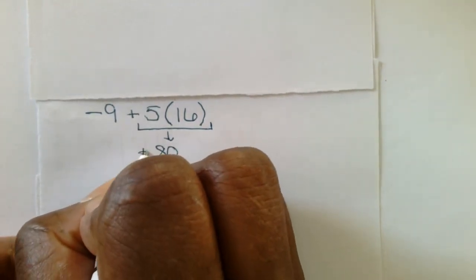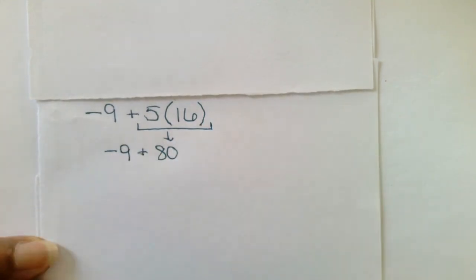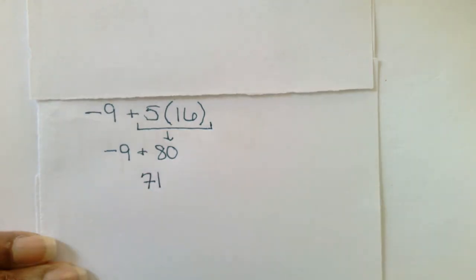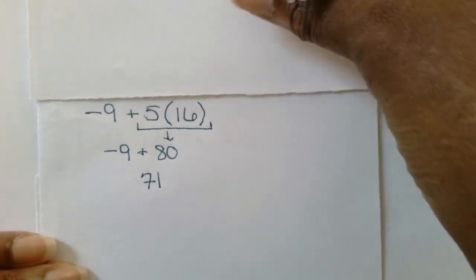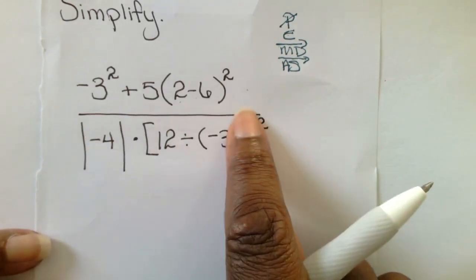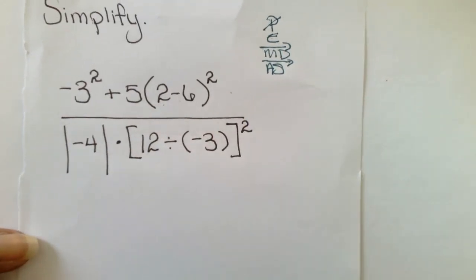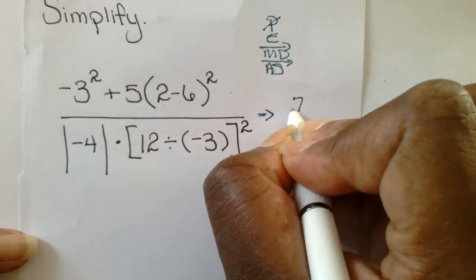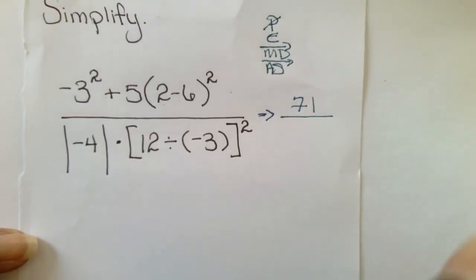Okay, and then we bring down the negative 9. So now you have your negative 9 plus 80, which is the same as saying you have $80 and you spent 9 of it, so that means you have 71. So the numerator of this expression turns out to be 71. That's your numerator.